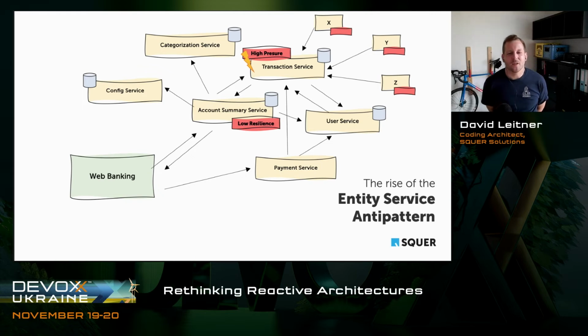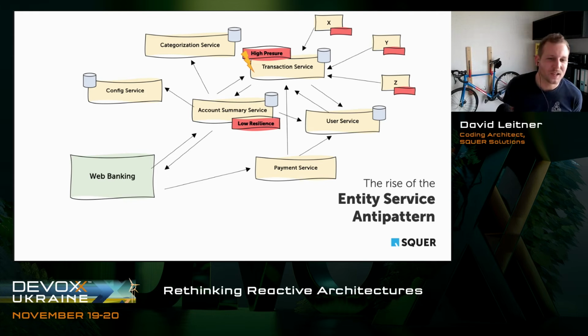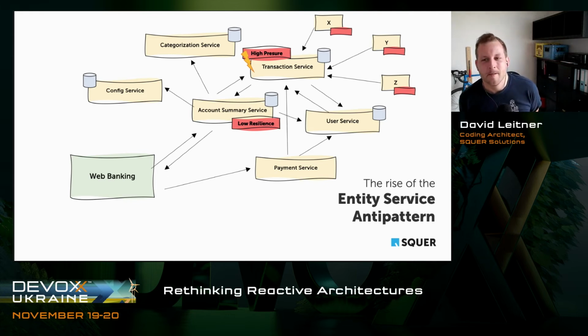And this is what we tend to call the entity service anti-pattern, because this is what we did, right? We basically took the database tables and we kind of applied them to our microservices. And this is how our microservices looked. And then we had a distributed big ball of mud. Everything was talking to everything, and it was a big mess.